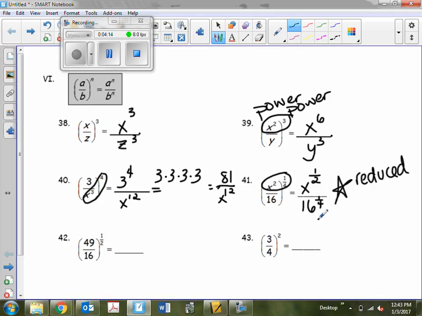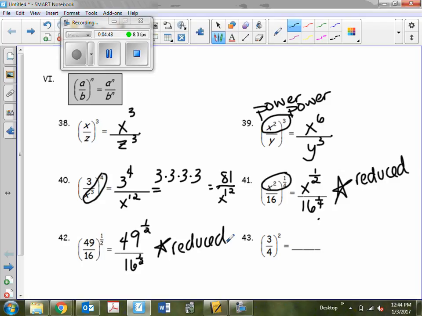This one right here, we would be doing the same thing. We would distribute that 1/2 to both the 49 and to the 16. Just because these are numbers does not mean they don't get the exponent. So this right here would be that 49 to the 1/2, and then that 16 to the 1/2. And then again, keep in mind, this can be reduced, and we'll talk about it in another couple of videos.